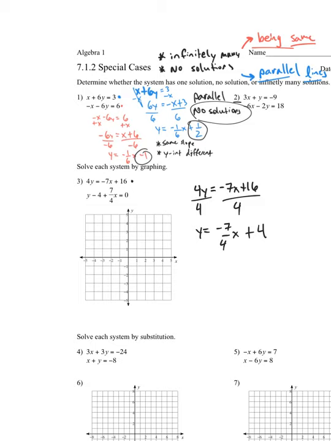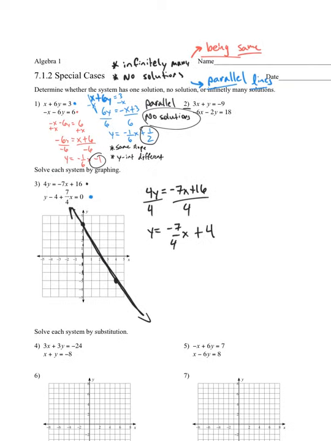Alright, so let's plot that. That's a y-intercept at 4. The slope, we're going to go down 1, 2, 3, 4, 5, 6, 7, down 7, right 1, 2, 3, 4. Okay, so that's the graph of the first line. Well, what if we graph the other line?